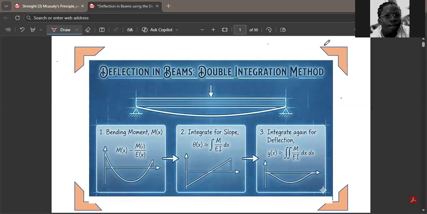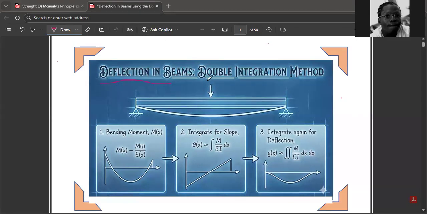All right. So in this section, we are going to be looking at deflection in beams using the double integration method. But before that, one may ask, what is deflection? Deflection is simply the vertical displacement of a beam from its original position when subjected to load.